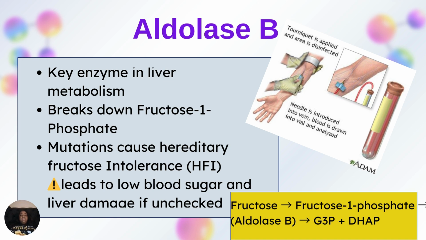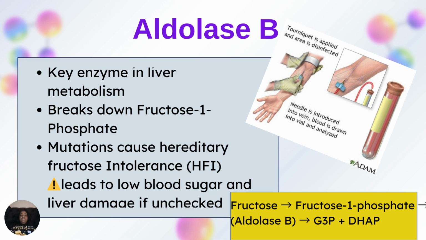In the liver, Aldolase B breaks down fructose 1 phosphate into usable energy intermediates. As you can see, we have the pathway that it goes. So it goes from fructose to fructose 1 phosphate to Aldolase B to G3P and DAP. When Aldolase B doesn't work properly, fructose 1 phosphate can't be broken down efficiently. This causes a dangerous buildup of fructose 1 phosphate in the liver, which ties up phosphate needed for energy metabolism.